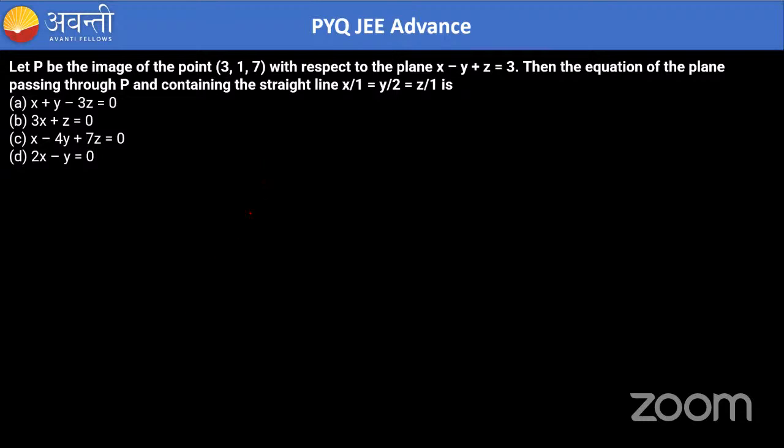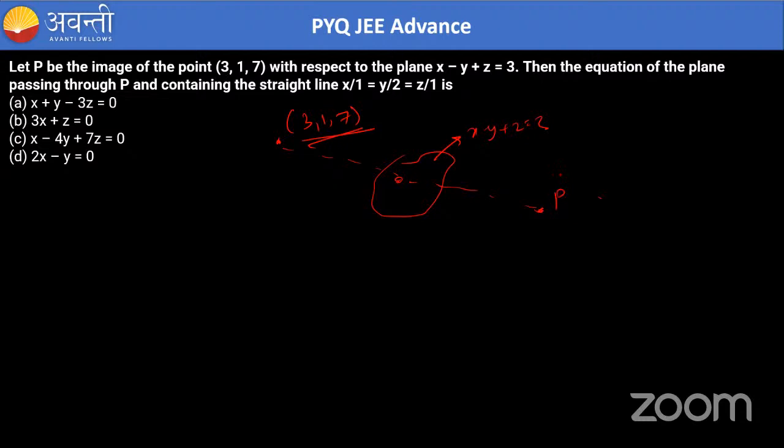So what it is saying is that there is a point (3, 1, 7), and there is a plane x minus y plus z equals 3. The image of this point in this plane is given by the coordinates of P.